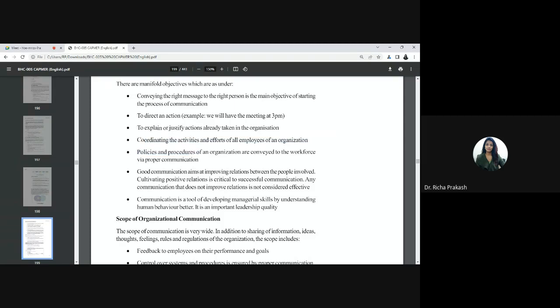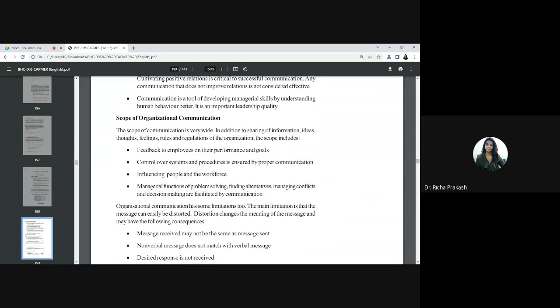Coordinating the activities, it has to be a both way thing. Right now we are coordinating that tomorrow, or maybe on Monday 11 o'clock we'll have this, so this is the coordination. Or just before the counseling session, 15 minutes or half an hour back, I messaged you in the group ki, join the counseling. So this is something that happens between a number of people, more than two people, and the coordination happens. Policies and procedures hote hain of an organization. Good communication aims, communication is a tool for developing managerial skills. Of course it is important, otherwise तो हो ही नहीं पाएगा.